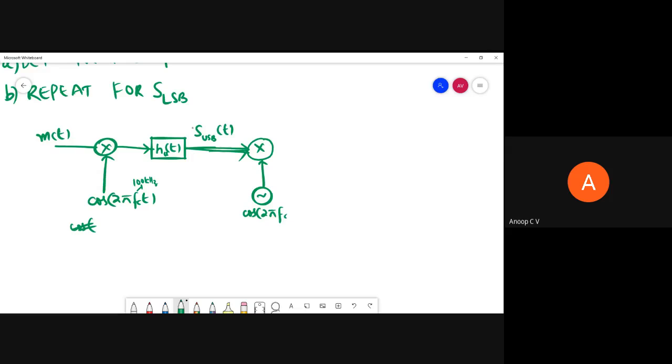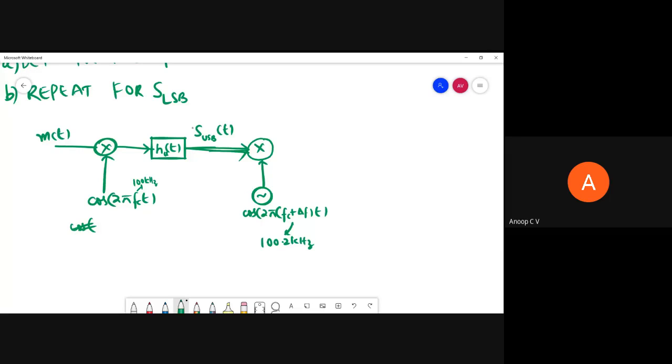Okay, it is supposed to produce a frequency cos 2 pi fc t, but unfortunately it is producing cos 2 pi (fc plus some delta f) t, right? So this fc plus delta f was given as actually what? 100.2 kilohertz, right?